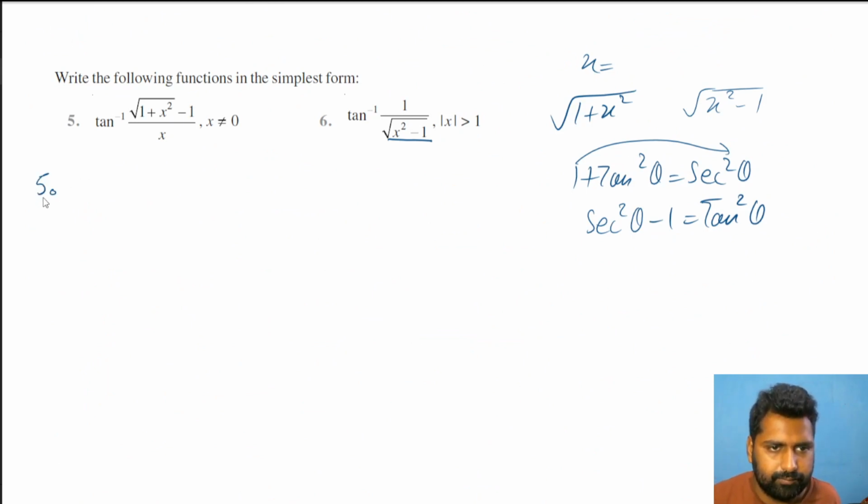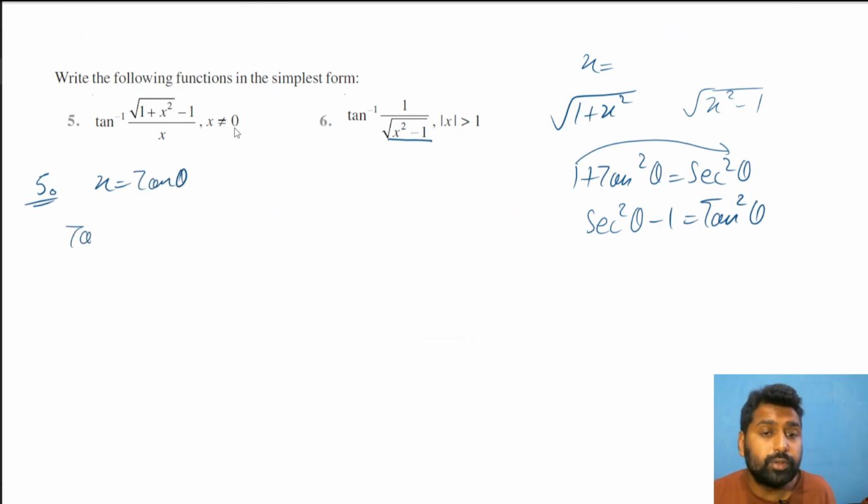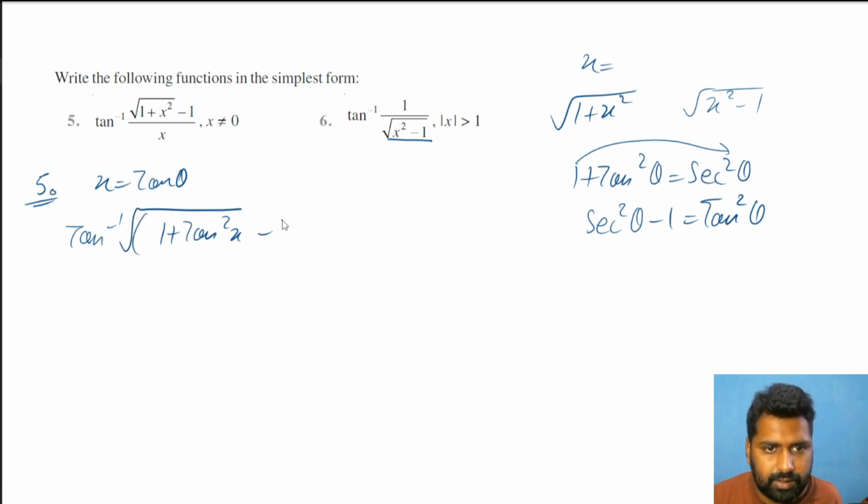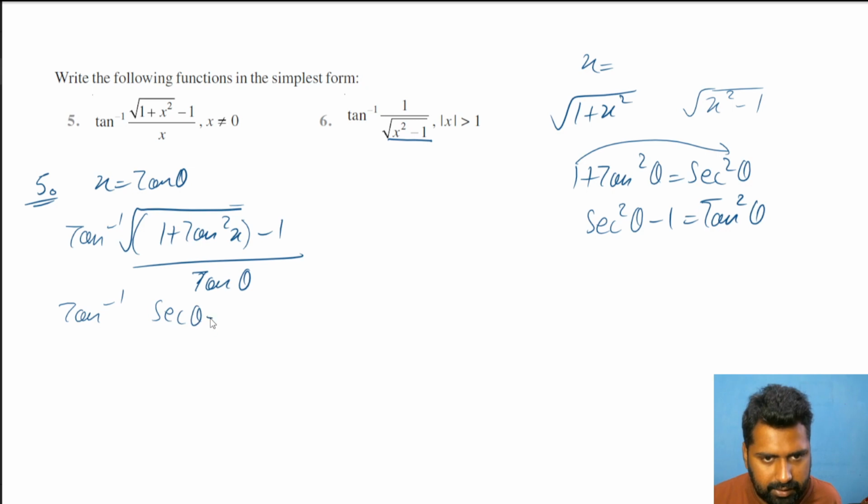Fifth one, x is tan theta. So the question becomes, okay, this time we don't know what it will become. Let's see. Tan inverse of square root of 1 plus tan square x minus 1, upon x, with x as tan theta. So this becomes tan inverse. What is 1 plus tan square? Sec square. Sec square under the square root will be sec theta. So sec theta minus 1 upon tan theta.